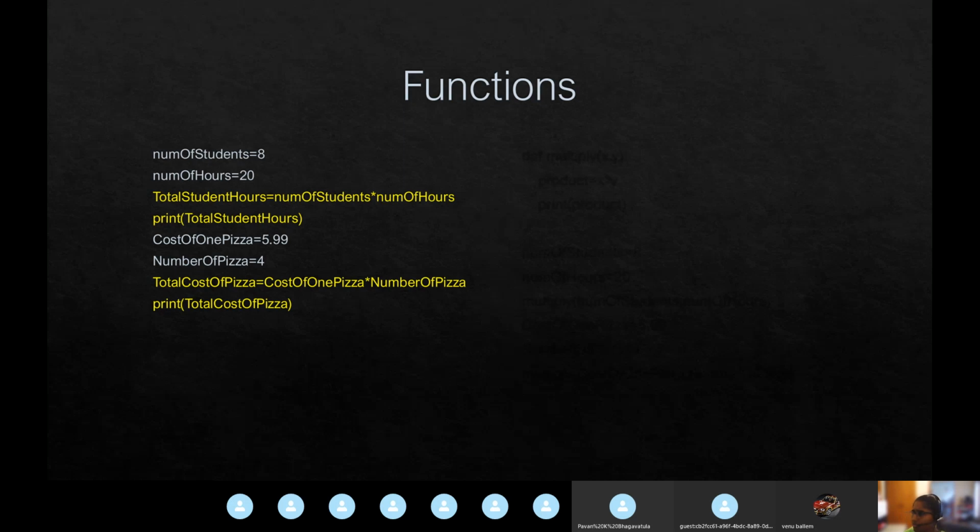Here we have a code where it's just multiplying. The number of students is 8 and each of the students is studying for 20 hours.